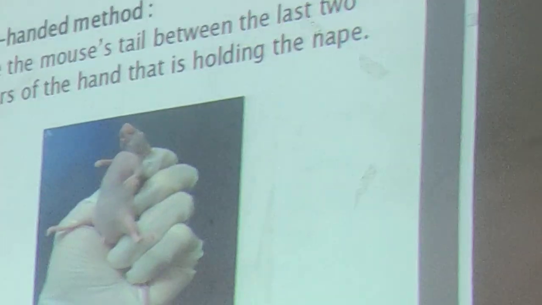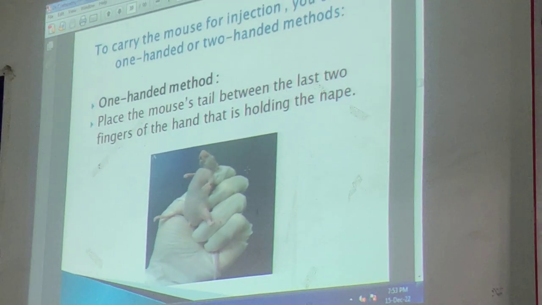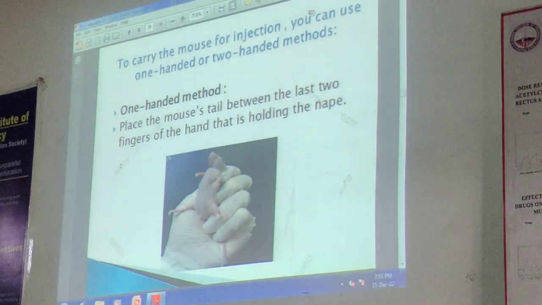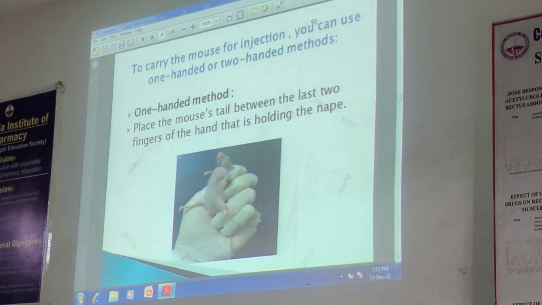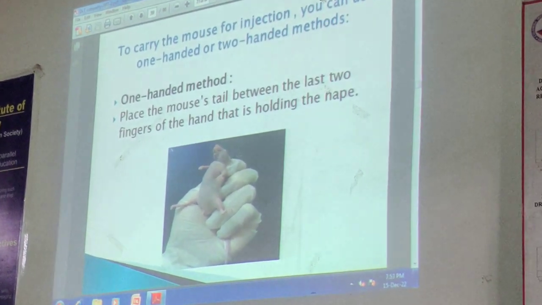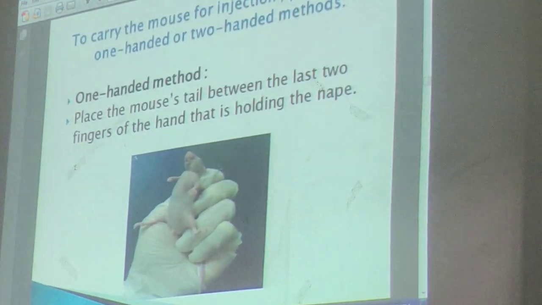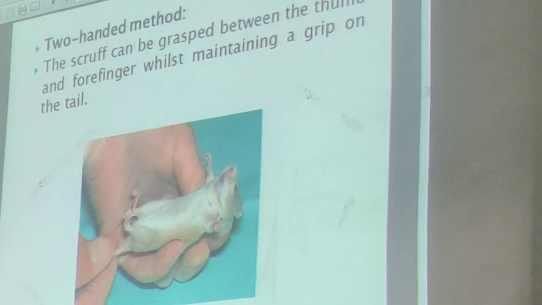One more method is there. This is the single-handed method, the one-handed holding method. You see, the tail is kept between two fingers and the neck portion is held by these two fingers. So it is the method we will show you later. This is a two-handed method.